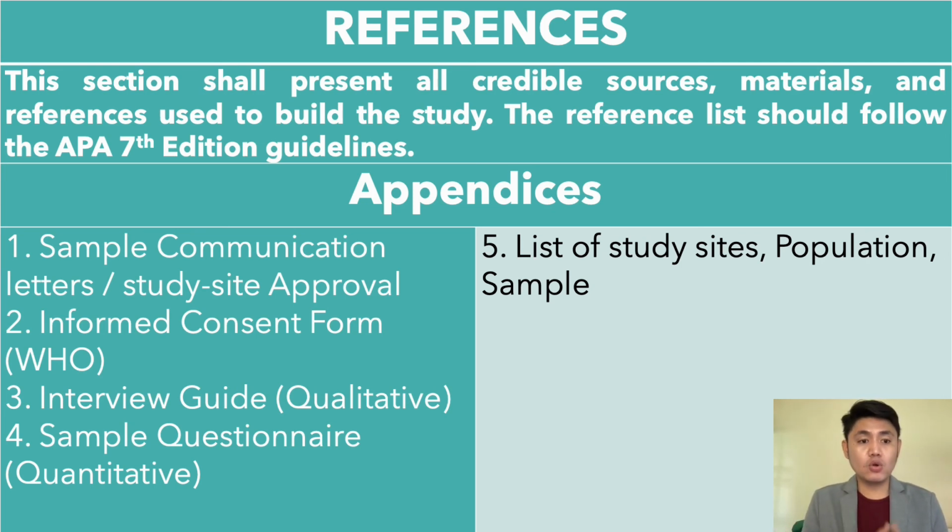Like for example, your sample communication letter or approval from the study site. That means that when you show this to your research panel, they will know that you have already gained access or permission to conduct that study on that particular site. Aside from that, you also have to present the informed consent form that you will be using. And typically, we already have downloadable forms from the World Health Organization, and you can just download that and use it for your research paper.